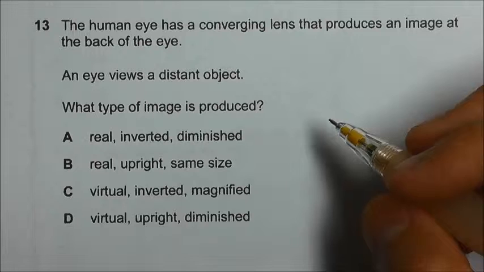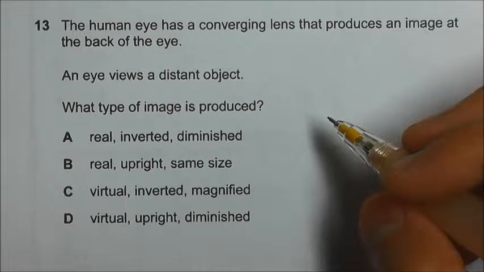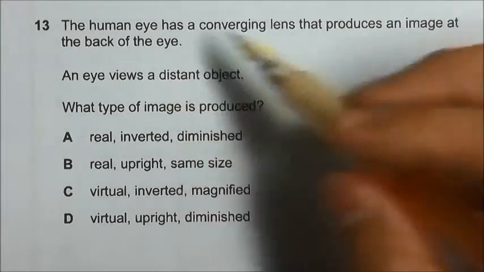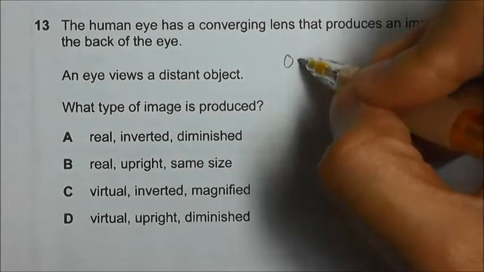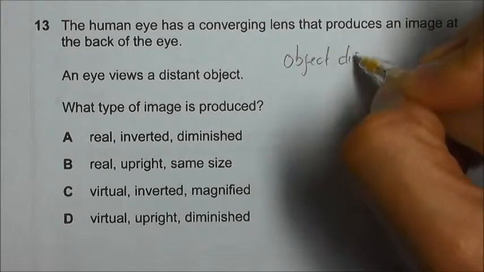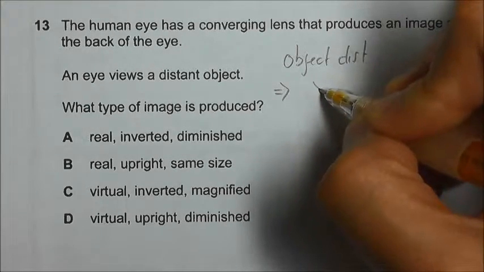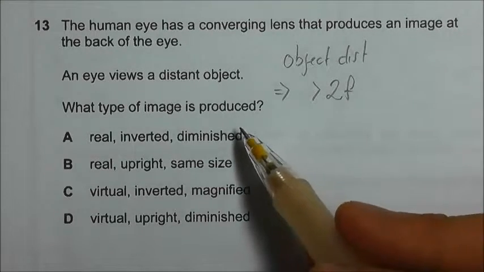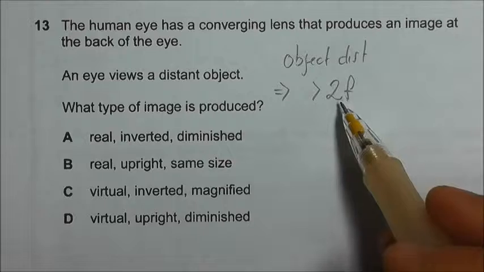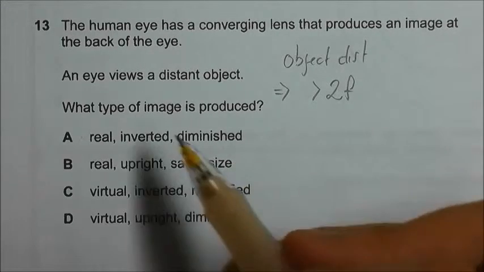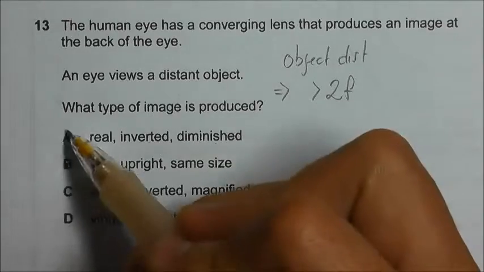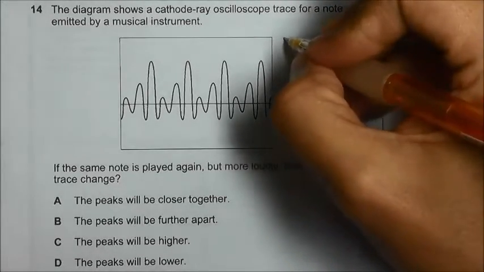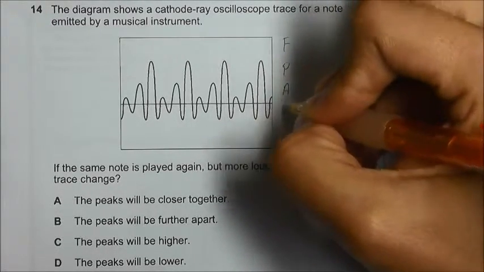Okay, for this question, we need to have a certain understanding of the ray diagram for lens. This is an image that is formed at the back of the eye. So that means that the object distance has to be greater than 2f. And the image that is formed with an object distance of greater than 2f is supposed to be real, inverted and diminished. A.